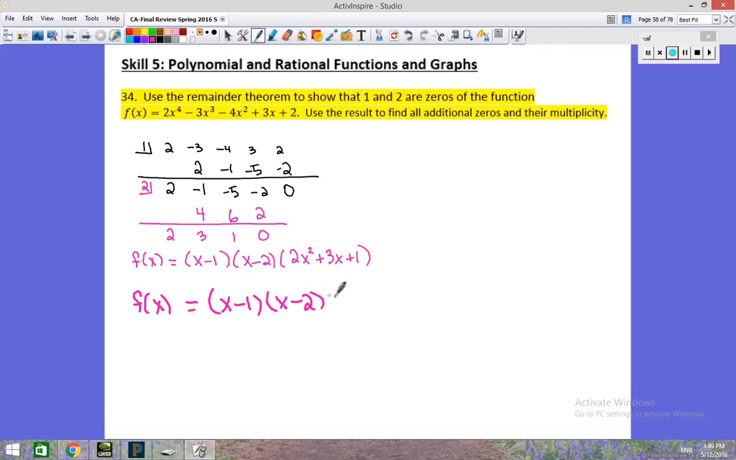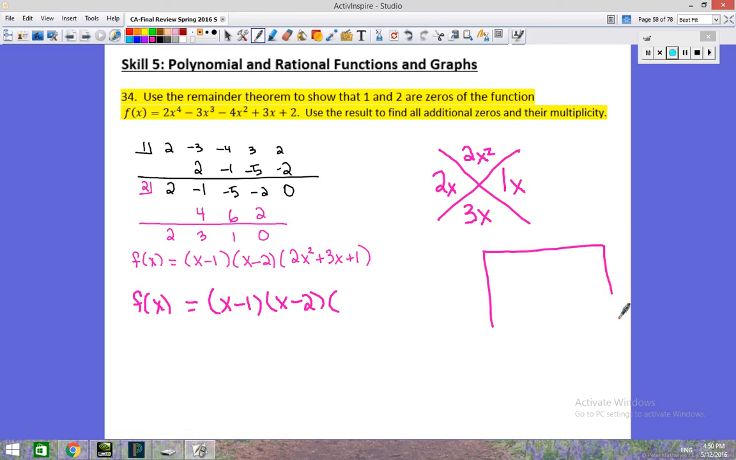This guy, now maybe you should use the x method. It's got a leading coefficient that's different than 1. The middle term is 3x. The first term times the last term is 2x squared. Two numbers that multiply together to give me 2 but add up to give me 3 are 2 and 1. Multiply them together, you get 2x squared. Add those together, you get 3x.